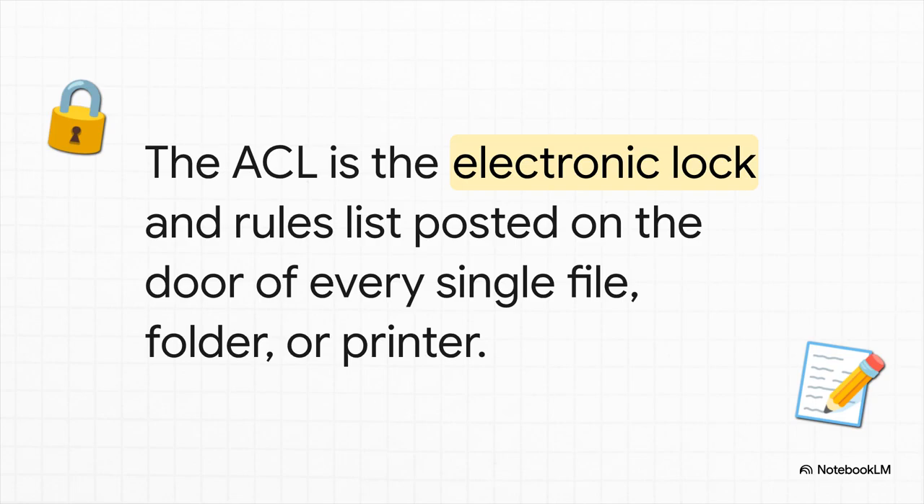So let's stick with our analogy. If your access token is your key card, the ACL is the electronic lock on the door. It has a very specific set of rules about which key cards it's going to accept. And believe it or not, every single file and folder on your computer has one of these lists attached to it.